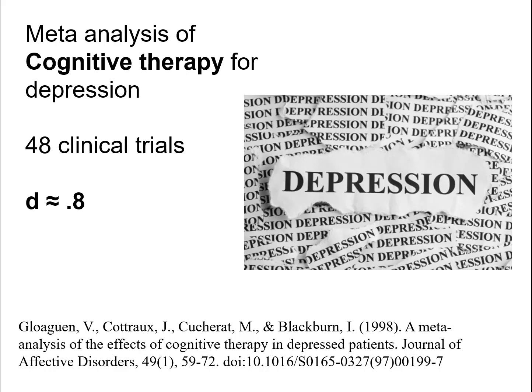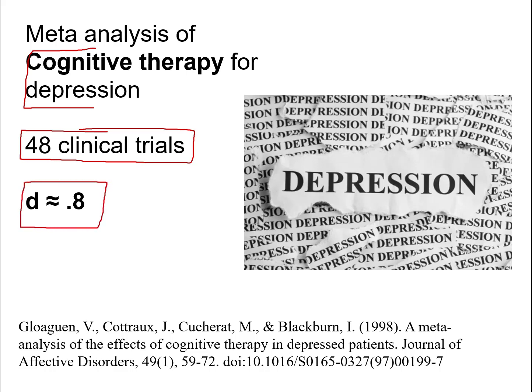What's an example of something that we can treat that will produce a d-statistic of 0.8? Well, one good example of this is cognitive therapy for depression. And here I have an example from a meta-analysis that included quite a few studies. So this is a meta-analysis of 48 different clinical trials, 48 different studies testing the effectiveness of cognitive therapy for depression. And averaging across all these studies, they found that the effect size was a d-statistic of 0.8. There's 0.8 of a standard deviation of difference between the treatment group and the control group.